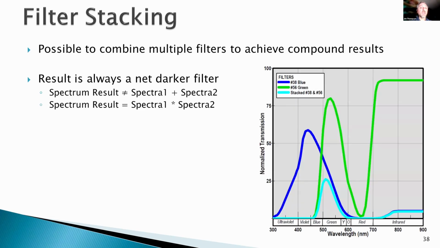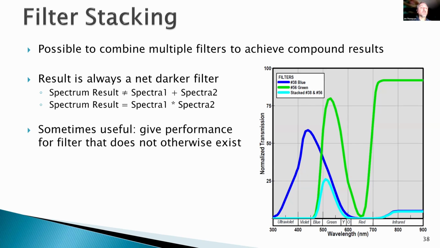Take, for example, stacking together 2 color filters, a Wratten number 38 blue and a number 56 green. The spectra for these 2 filters are shown on this plot on the right, the line color corresponding to the filter color. The result of stacking these 2 filters is a significantly darker, effective filter with a passband centered around the color cyan.